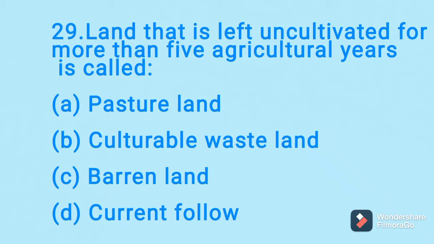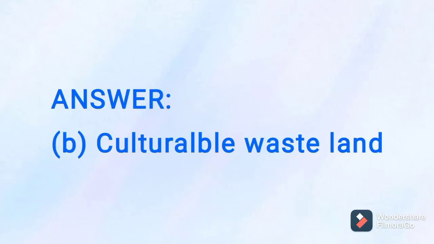29th question. Land that is left uncultivated for more than 5 agricultural years is called A, pasture land, B, cultivable wasteland, C, barren land, D, current fallow. And the answer is option B, culturable wasteland.